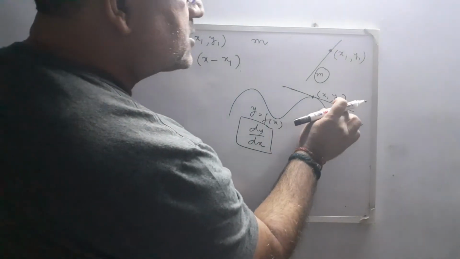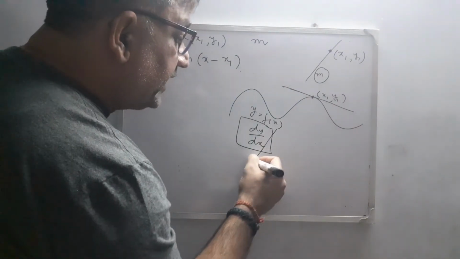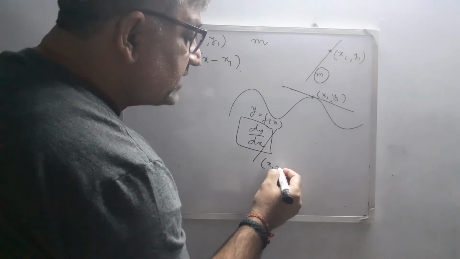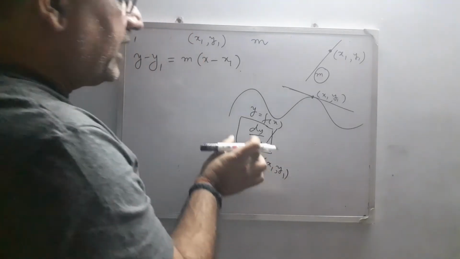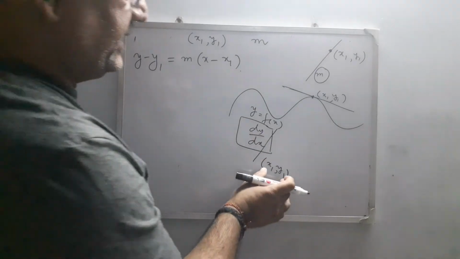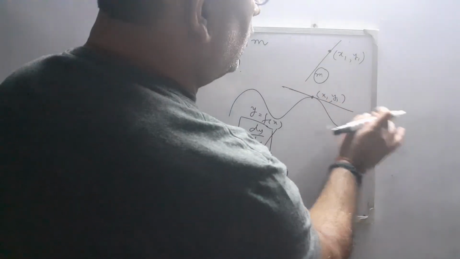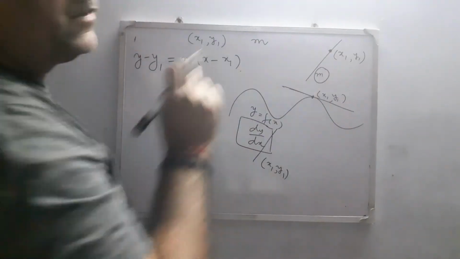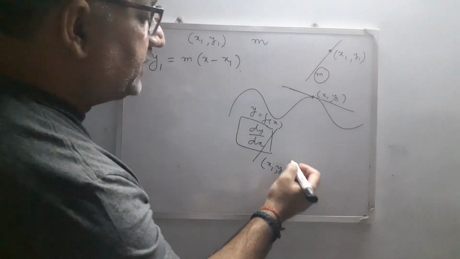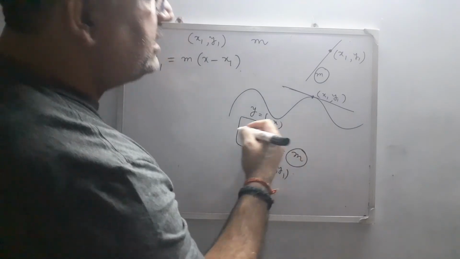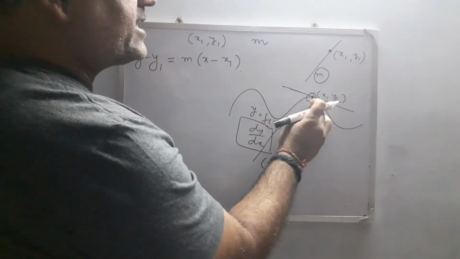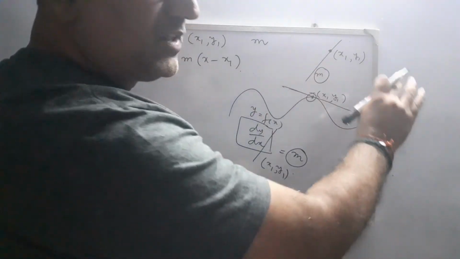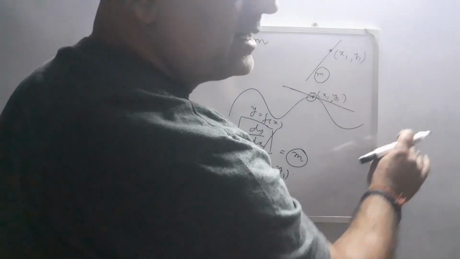Now for (x1, y1), we should have the value of dy/dx at (x1, y1). So if you find the value of dy/dx at (x1, y1), you will get the slope of the tangent to this curve at the point (x1, y1). So this works as the value of m. And the point is known to you because this (x1, y1) must satisfy the equation of the curve as well as the tangent.